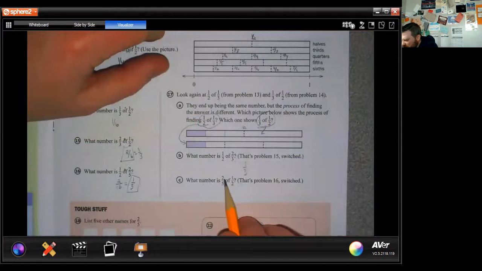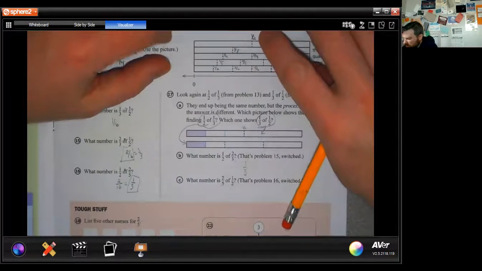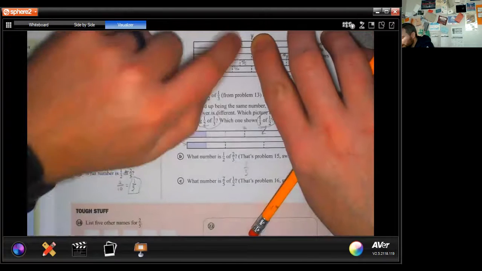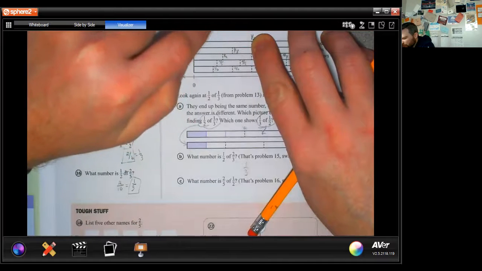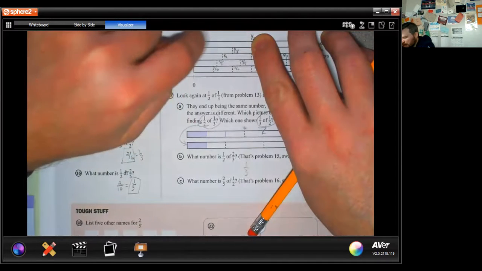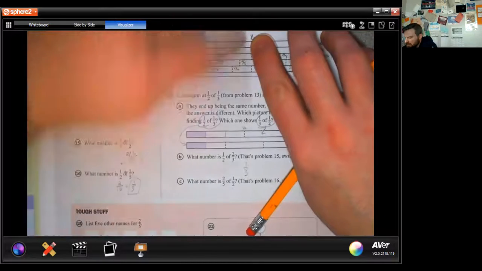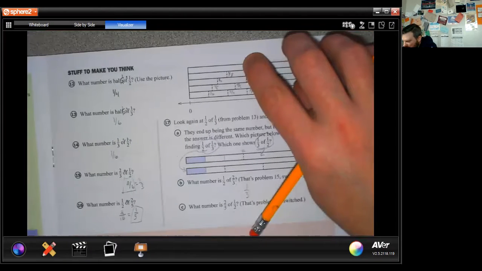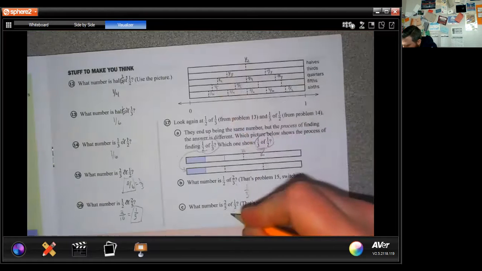What is 2/5 of 1/2? Okay, problem 16 switched around. So 2/5 of 1/2. So here's a half, and if I were to divide that up into fifths, I would want the second fifth. Okay, but I can't really divide that one up very easily because I don't have tenths there, but it would be this 1/5 right here, 1/5.